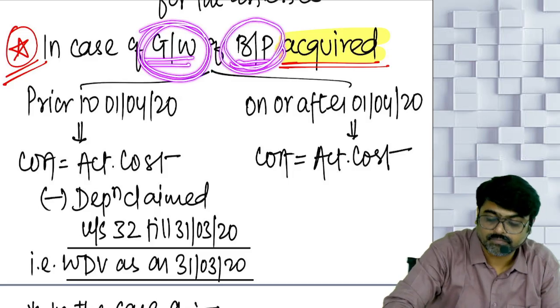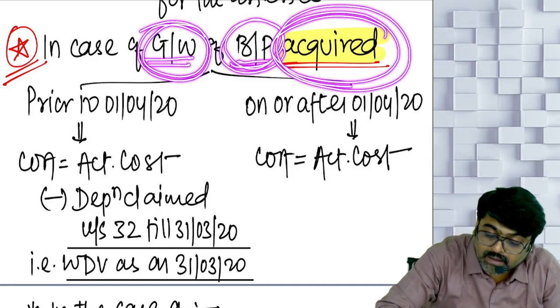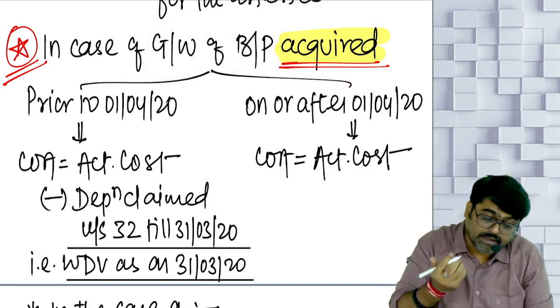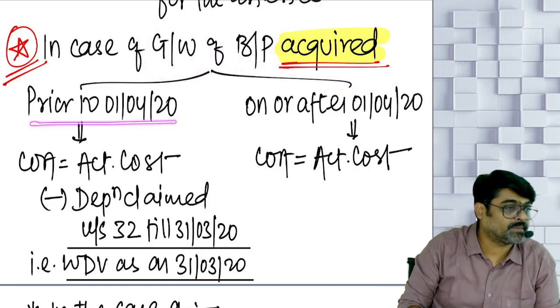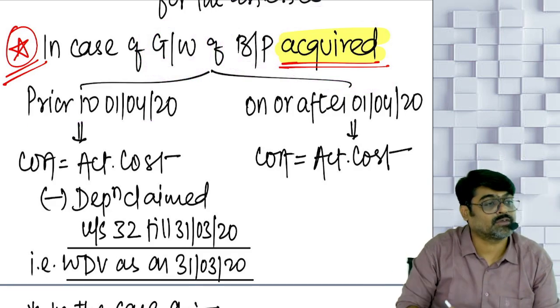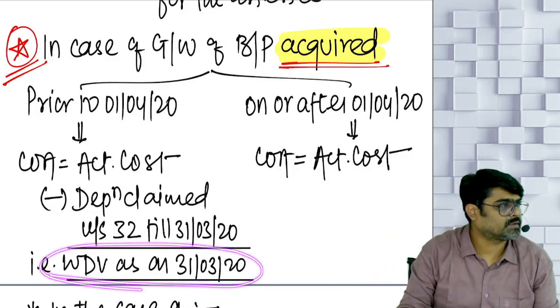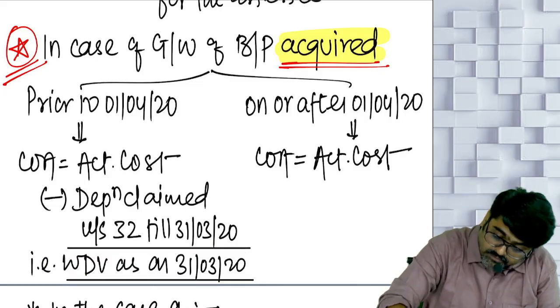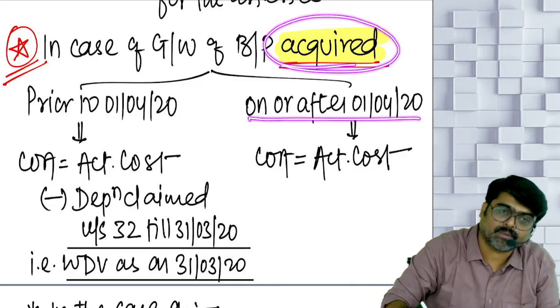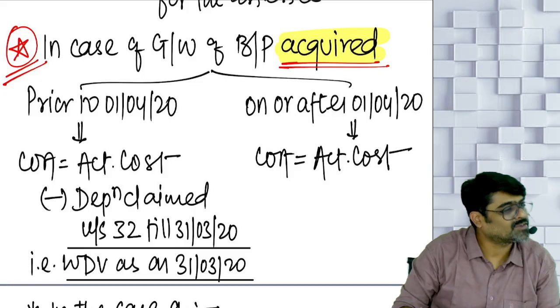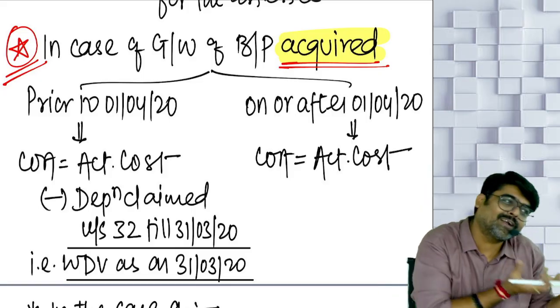In the case of goodwill of a business or profession, acquired, meaning you purchased. When did you purchase? Prior to 1st April 20. So what will be the cost of acquisition of this goodwill for the purpose of capital gain? WDV as on 31st March 20. And if this goodwill you acquired on or after 1st April 20, what will be the cost of acquisition? Actual cost, which we have already told you.